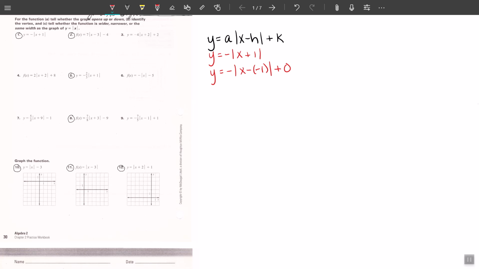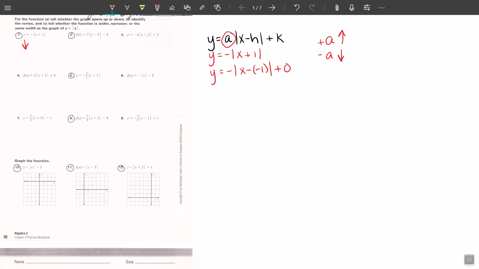As soon as we have it in this form, in the absolute value form, we can answer the questions. Letter A, whether the graph opens up or down. You're going to look at your a value to decide that. If you have a positive a, then your absolute value function is going to open upward. If you have a negative a, it's going to open downward. So in this case, we have a negative 1 as our a, and so we know our graph is going to open downward.